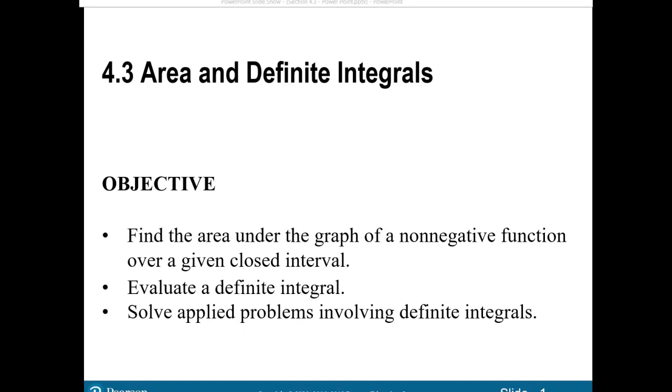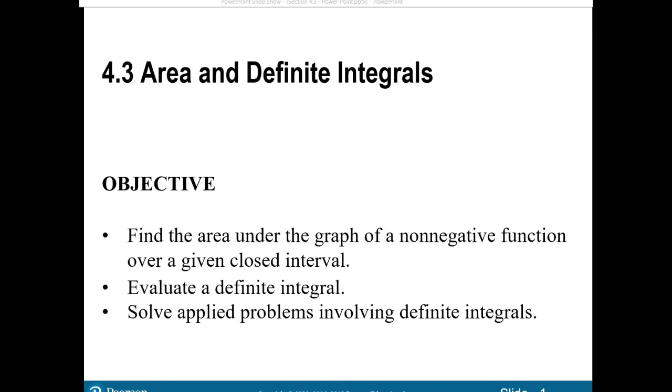In this video, we're going to cover section 4.3 on area and definite integrals. So the objectives for this section are to learn how to find the area under the graph of a non-negative function over a given closed interval, similar to what we talked about in section 4.3, evaluate a definite integral, and solve applied problems involving definite integrals.